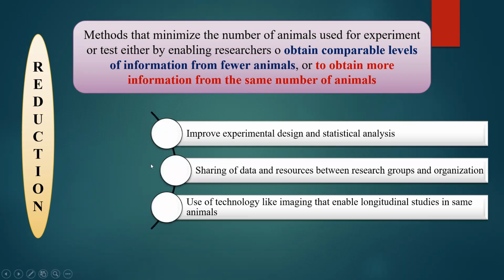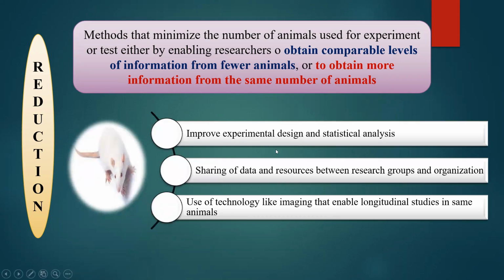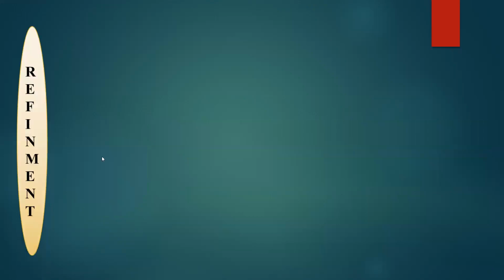It can be carried out by improved experimental design and statistical analysis, sharing of data and resources between research groups and organizations, and use of technology like imaging that enables longitudinal studies in the same animals. So these are a few examples by which you can do the reduction in the number of experimental animals. Then the third important principle of R is refinement.